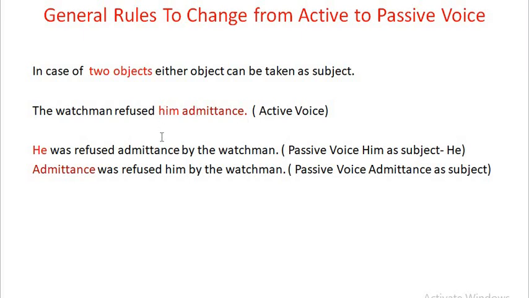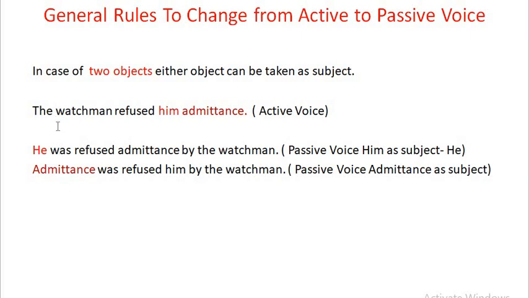So while changing from active to passive voice, you can make this object the subject, or you can make the other object the subject. If you make him the subject, then admittance will be retained as the object. And if you make admittance the subject, then you have to retain the other object in the same way.